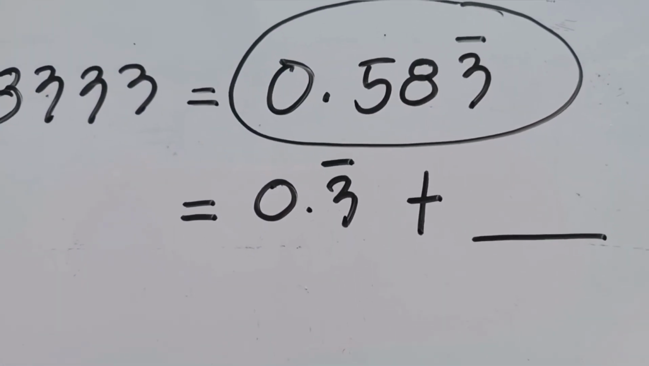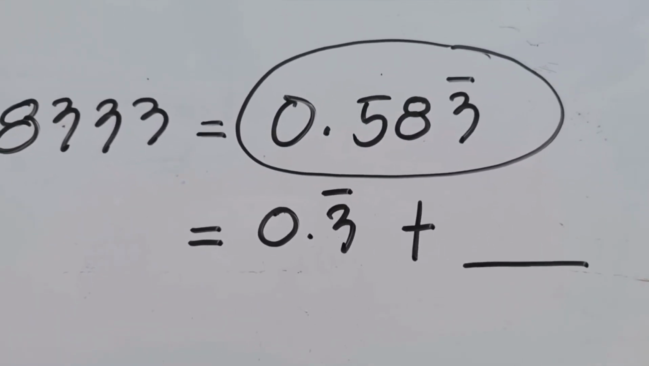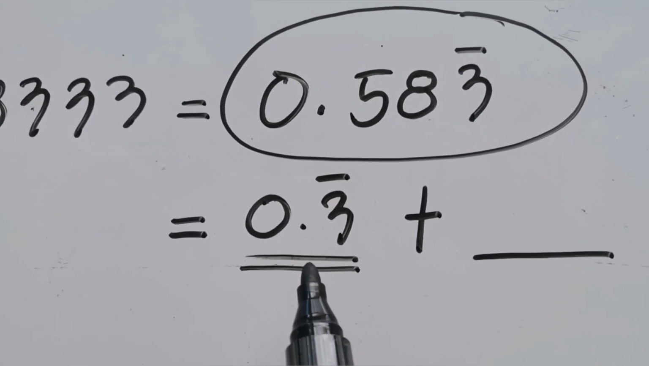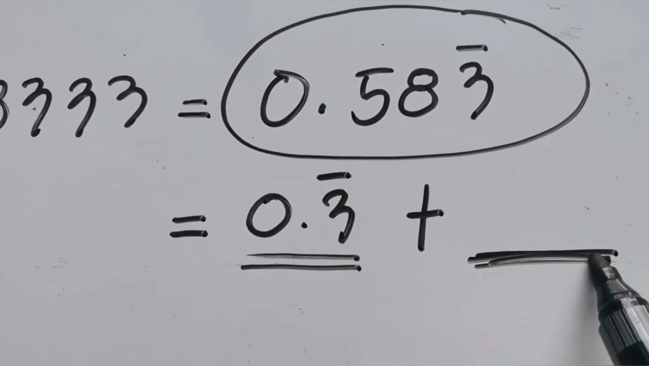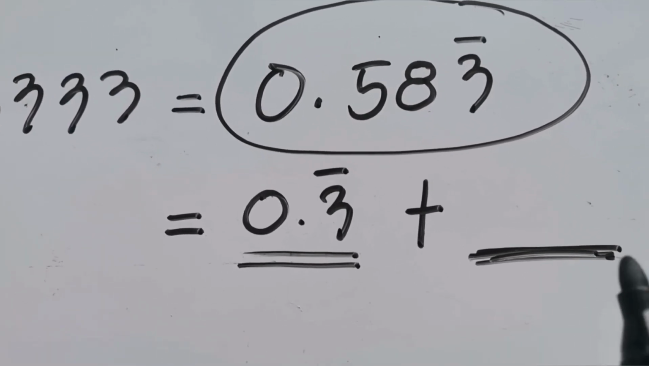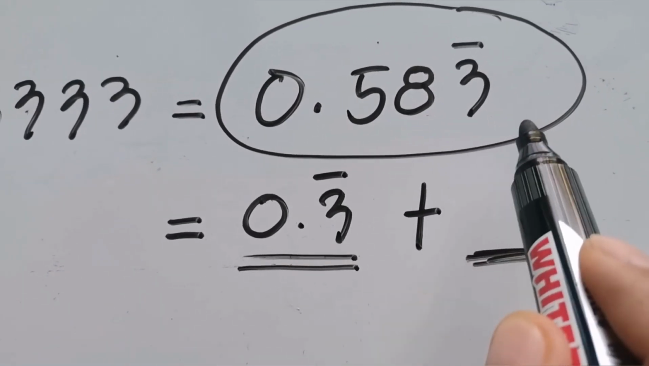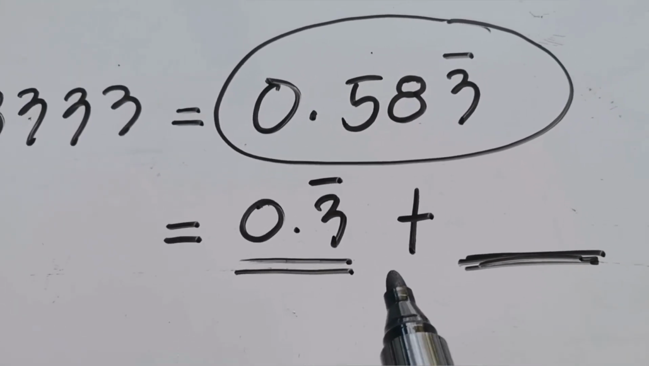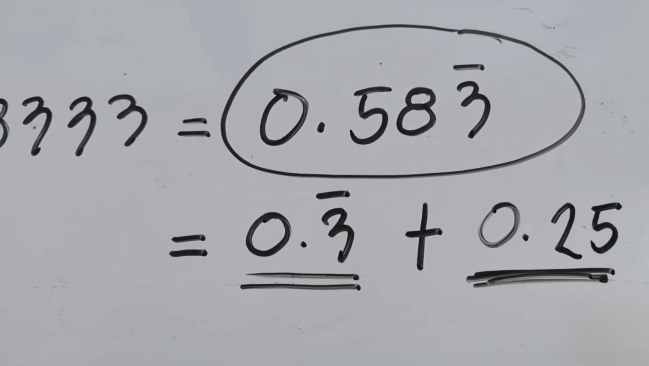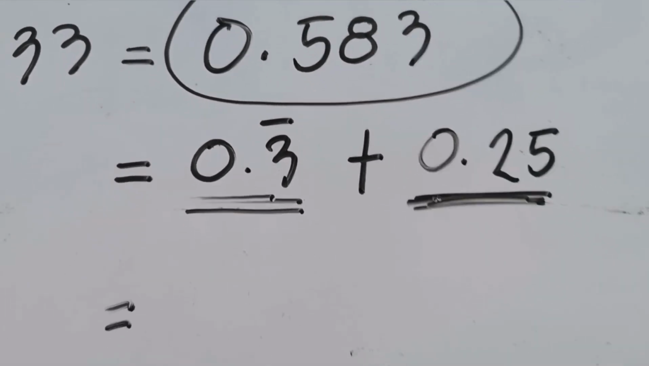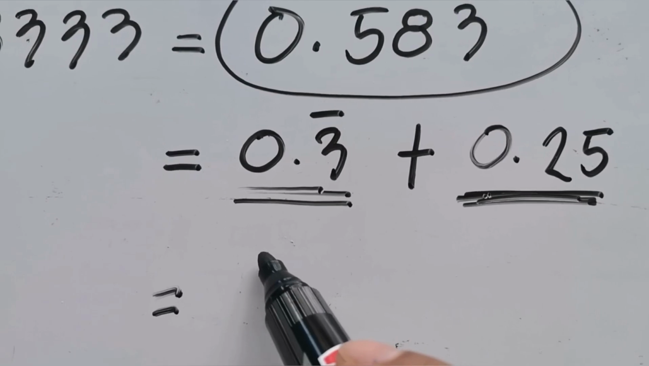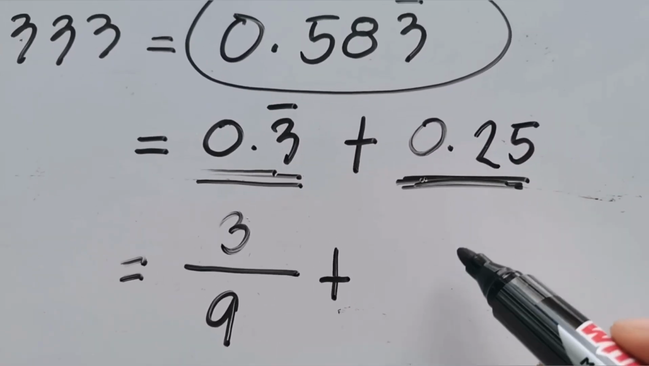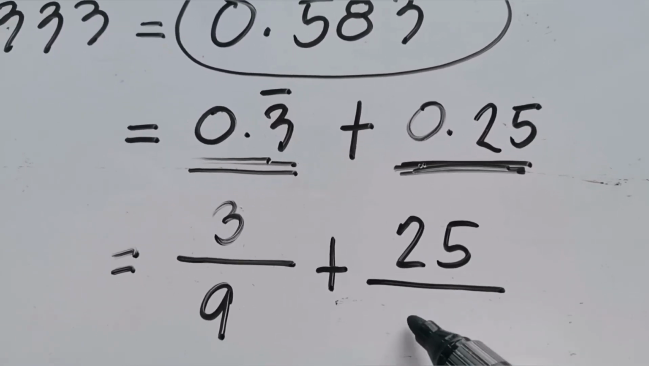Ito, 0.583 repeating will be subtracted by 0.3 repeating. So, ang result niyan, ang i-add natin sa bandang dito. Okay, use your calculator or you can solve it manually. 0.58333 minus natin ng 0.3333. So the result is, yes, 0.25. So paano na ba yan? Convert it into a fraction. That is 3 over 9. Tama? 3 over 9. Plus 0.25. That is equal to 25 over 100.